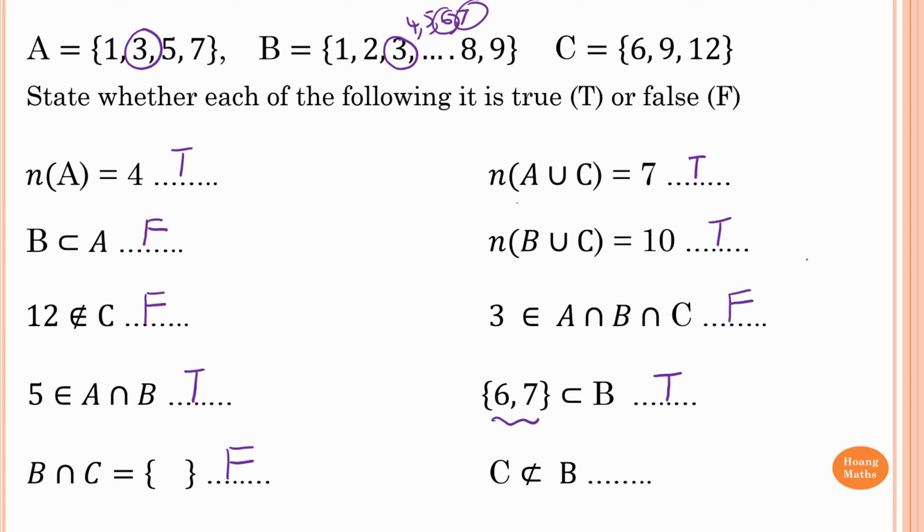Last one. C is not a subset of B. Well, 12 doesn't even come from B. So therefore, it is true. So C is not a subset of B. So which is true. I hope you got all of them correct.